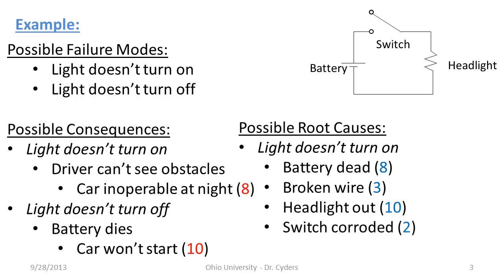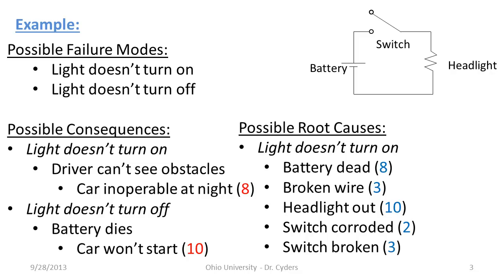Switch corroded. That's a possibility. You get some either galvanic corrosion, or maybe it was exposed to moisture or something. Switch corroded would have a probability of occurrence of something like a 2. It really almost never happens, but it's possible. So it's not a 1. It doesn't never happen, but it very rarely happens.